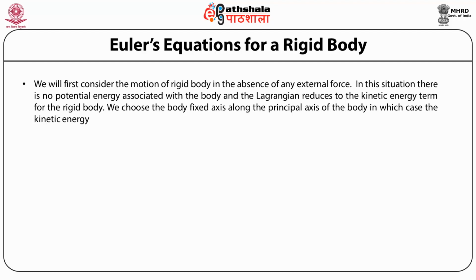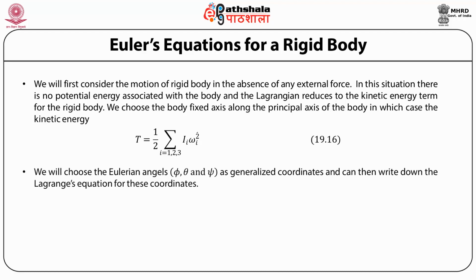In this situation, there is no potential energy associated with the body, and the Lagrangian reduces to the kinetic energy term for the rigid body. We choose the body fixed axis along the principal axis of the body, in which the kinetic energy, as we have seen in the earlier units, can be written as T is equal to 1/2 sum over i of the ith component of the moment of inertia times omega i square. Now we will choose the Eulerian angles phi, theta and psi as generalized coordinates, and we can then write down the Lagrangian equations for these coordinates.